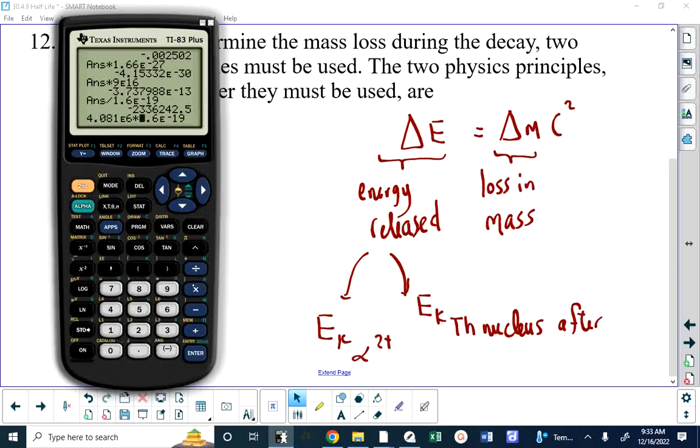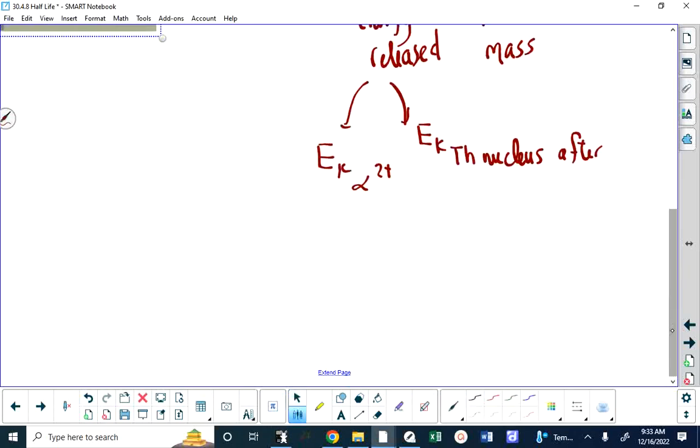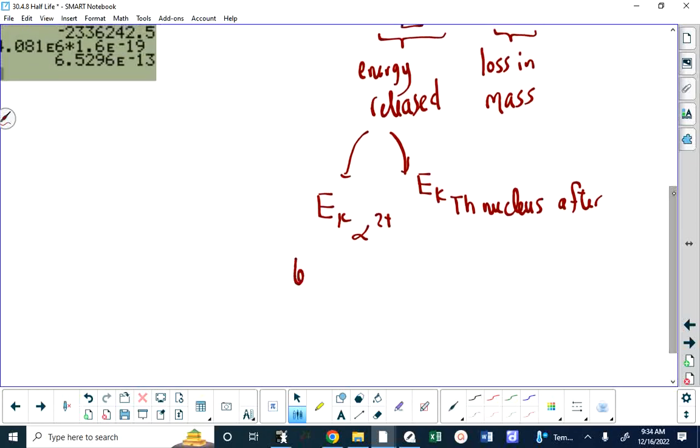If I would have divided, I would have looked at the number that I got and recognized right away I did the wrong thing. So I'm getting 6.5296 times 10 to the negative 13 joules. And it's probably no surprise that since we deal with large energies, but the mass changes are slight, we need to carry a lot of decimals here. So I'll just drag this on here where I can copy it. The alpha particle has 6.5296 times 10 to the negative 13 joules of energy.